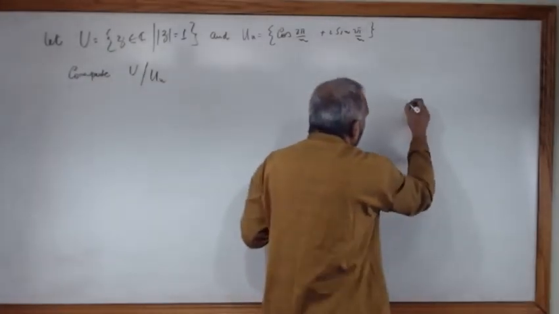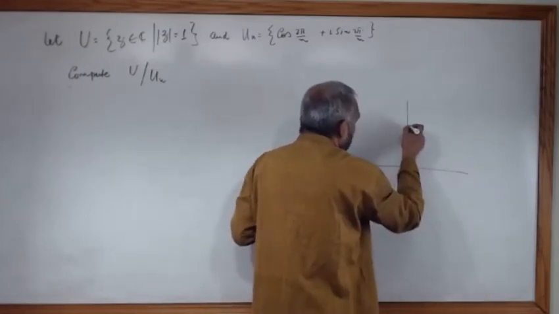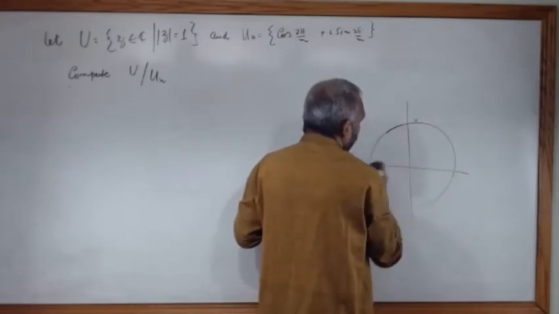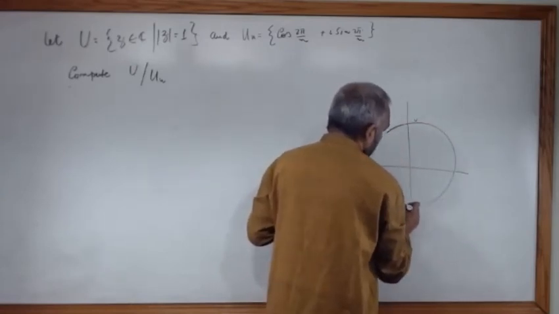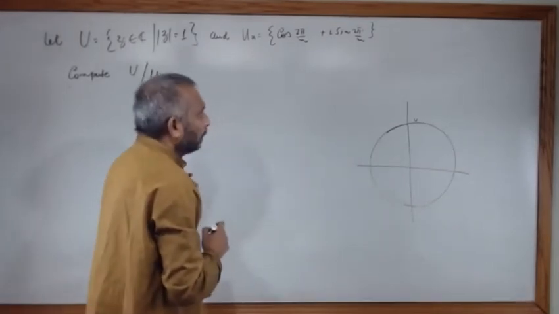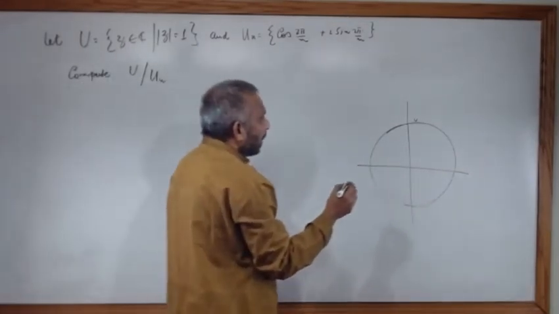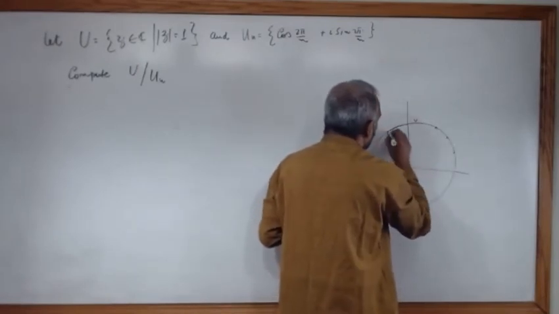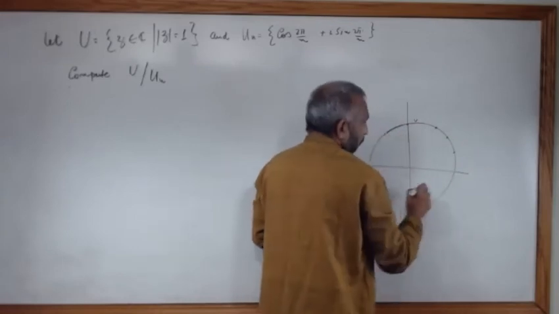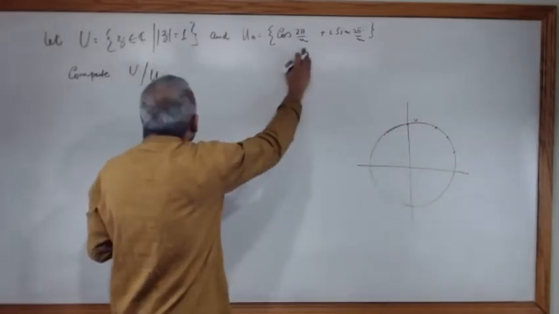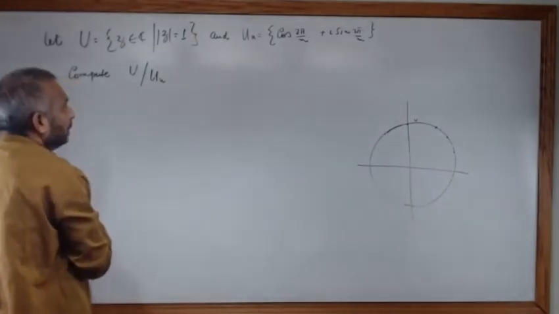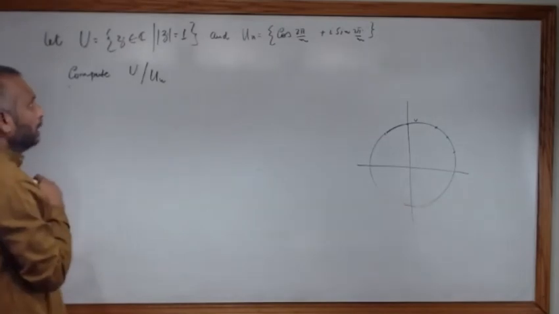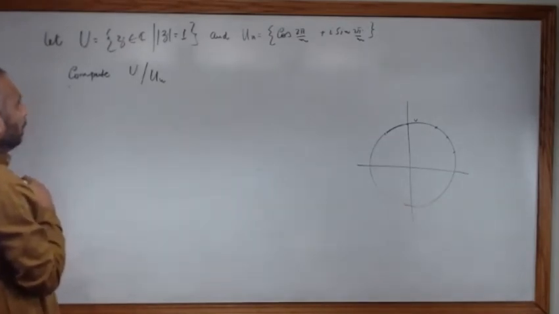Graphically, what it means is this is our U. All points on this are U. Un's are n points, just n points on this. So this contains only n points, and U contains infinitely many points. And we want to see the elements in the factor group.